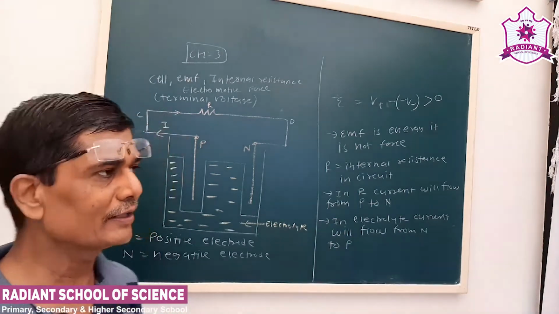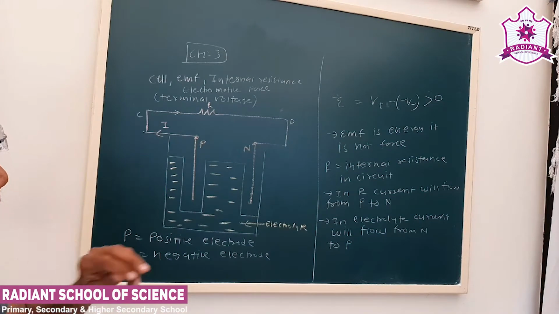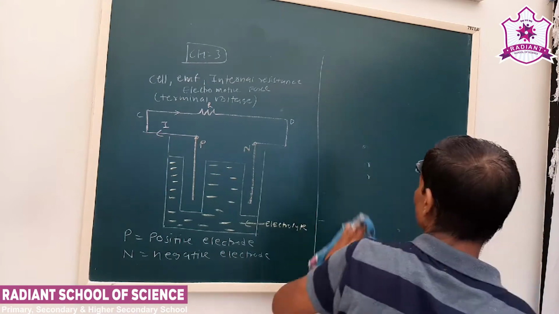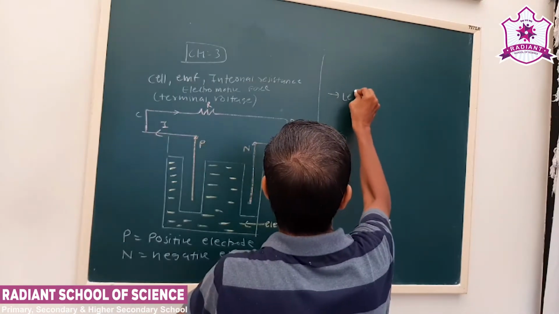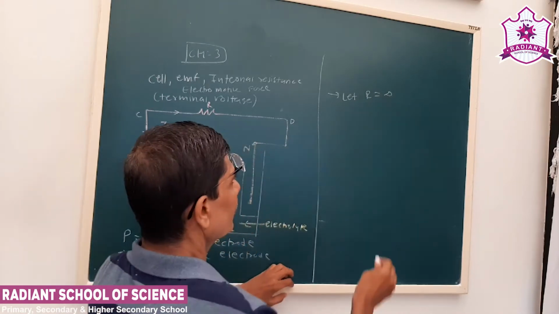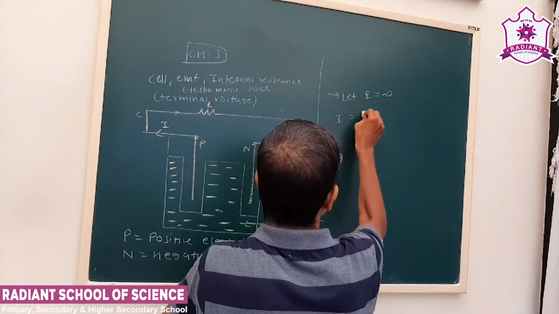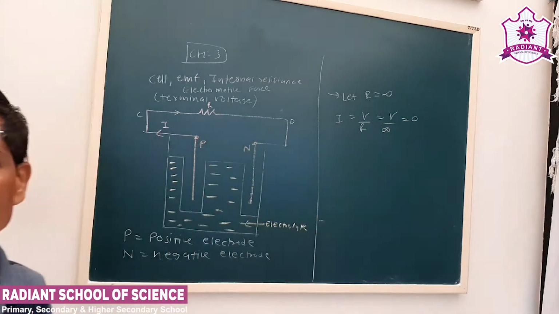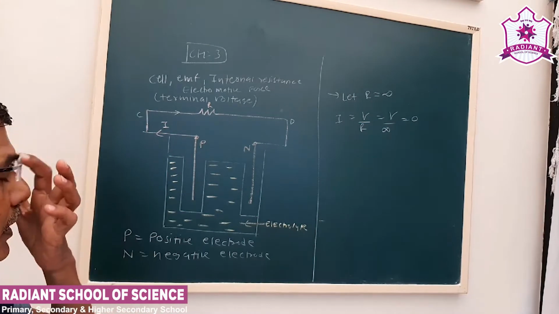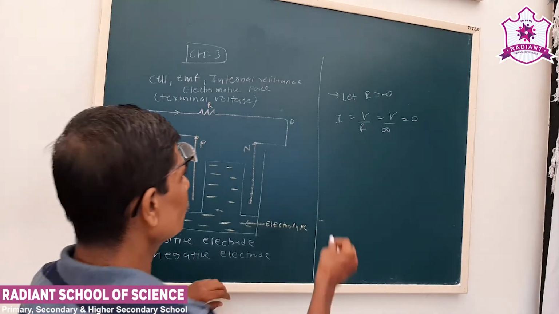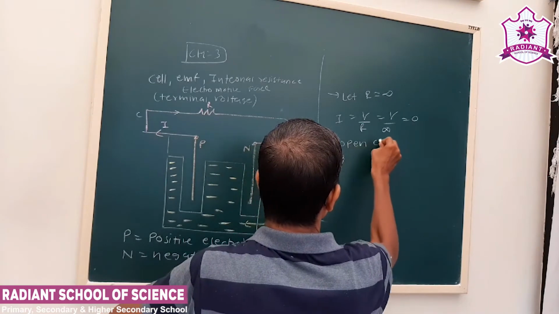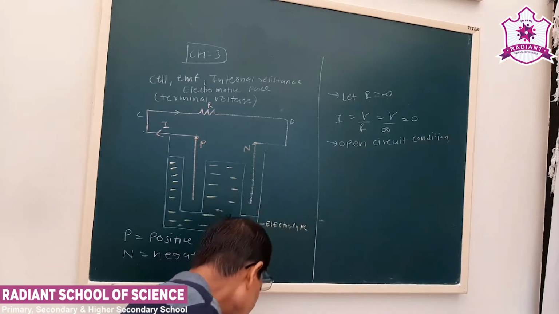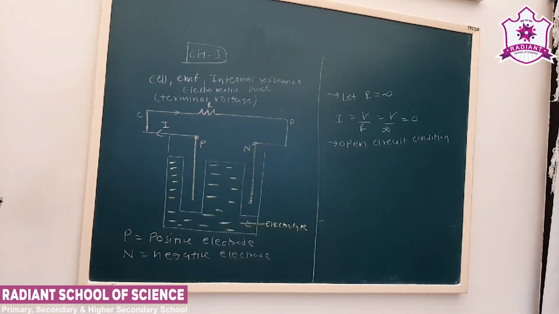Now we have two different cases. First case, when R is infinite. We know I is V by R. If R is infinite, the current in the circuit will be 0. That is called the open circuit condition.